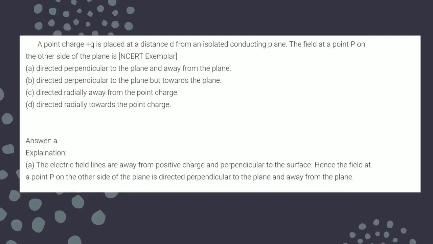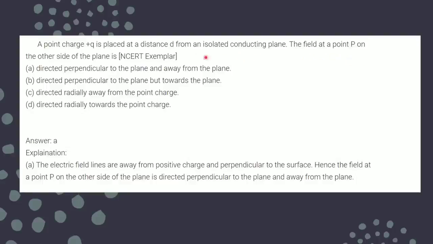A few questions are there just to check your knowledge, because you know you will be asked MCQs also. This is again taken from your NCERT only: a point charge is at a distance d from an isolated conducting plane.